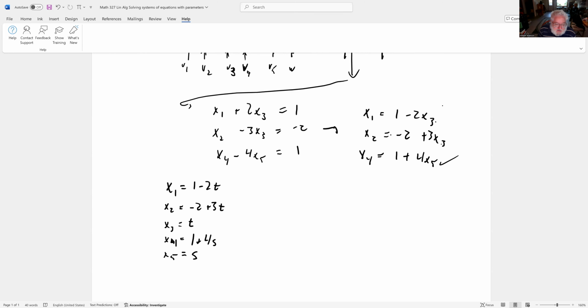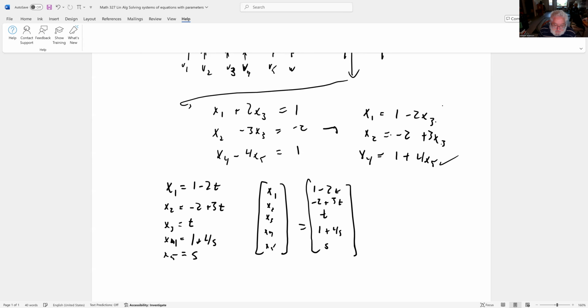And so I can rewrite this as vectors: x1, x2, x3, x4, x5 equals 1 minus 2t, minus 2 plus 3t, t, 1 plus 4s, and s. Now I'll break that apart into 3 parts. One has just the numbers in it. So 1, minus 2, 0, 1, and 0. There's no constant in this row or this row. That's one vector. And then we'll do plus t.